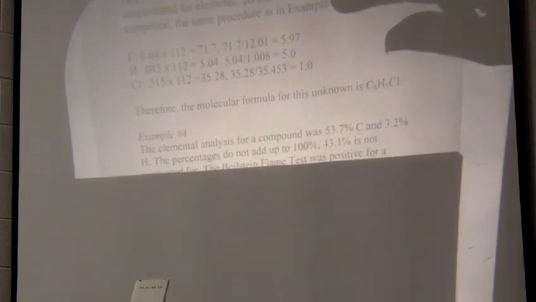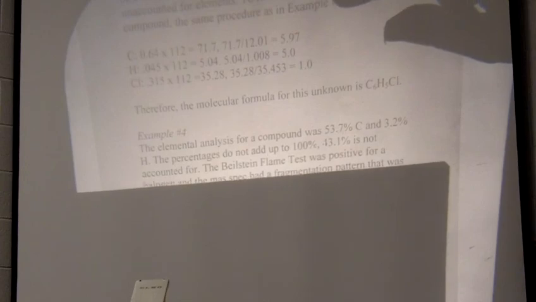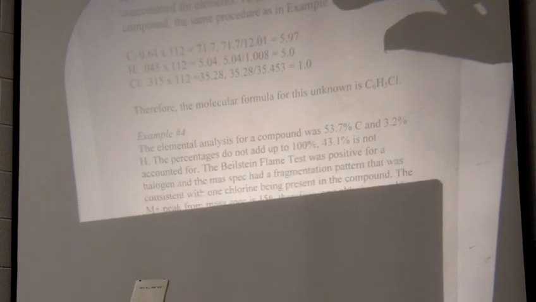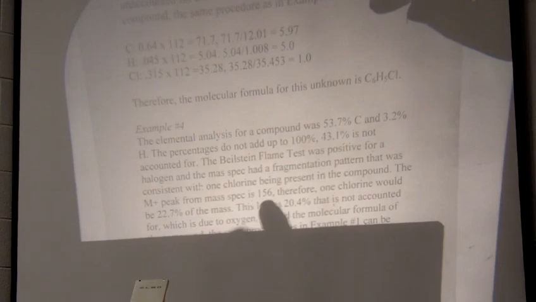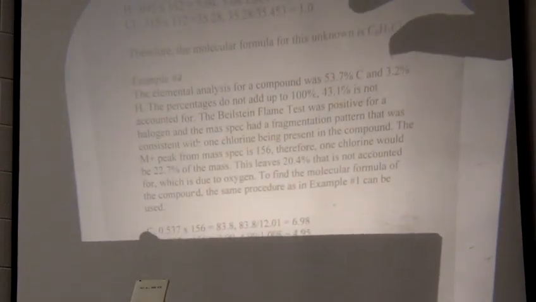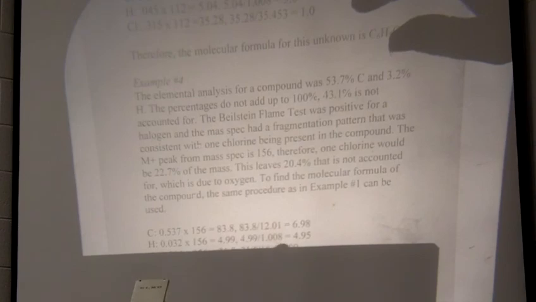All right. So 53.7% is carbon, 3.2% hydrogen, okay? We don't have 100%, 43.1% is not accounted for, and we don't have nitrogen. We know from mass spec information, or from flame test, that we have a halogen. We know from mass spec that chlorine's present, and our molecular weight is 156, okay? So we work through the math for carbon and get 6.98, so about 7 carbons. We work through the math for hydrogen and get 4.95, or 5 hydrogens.